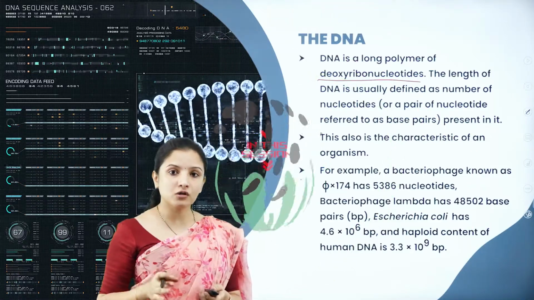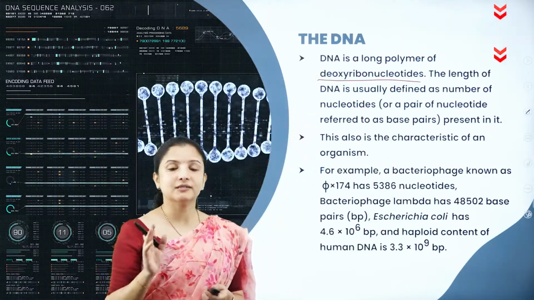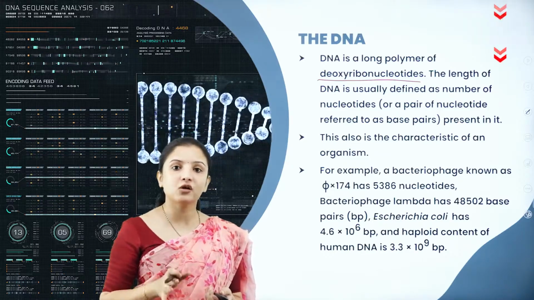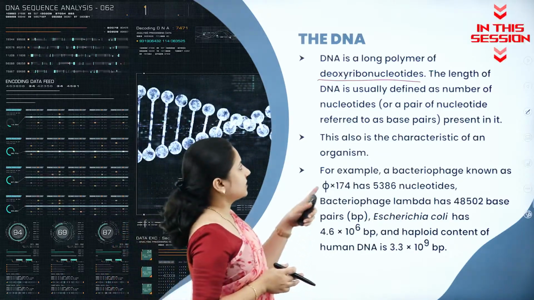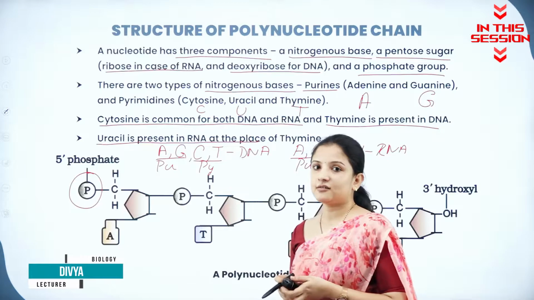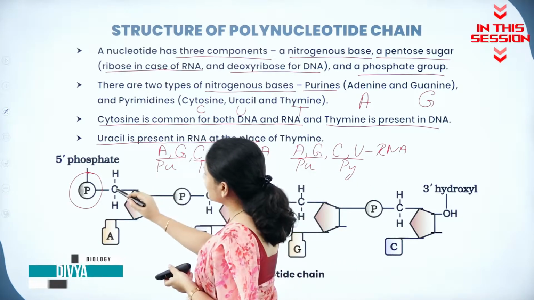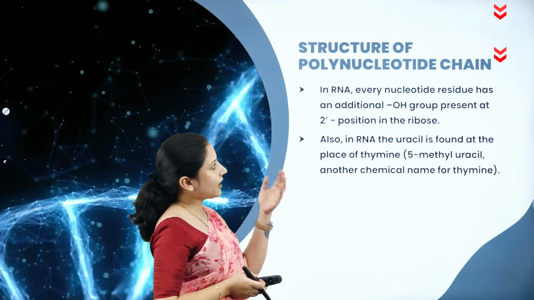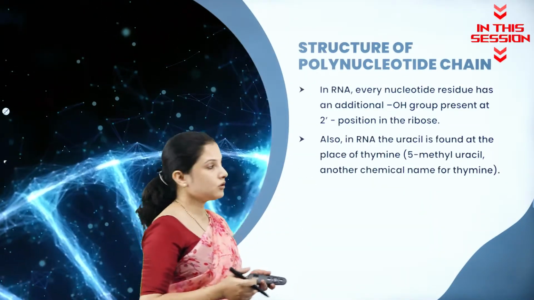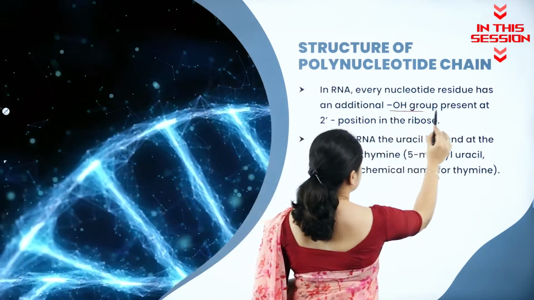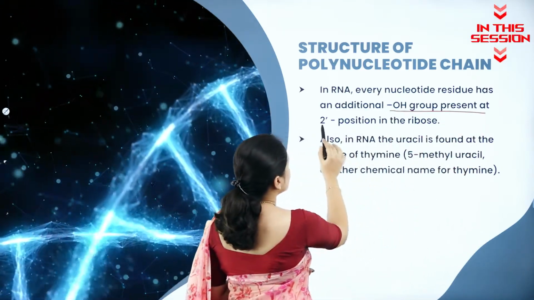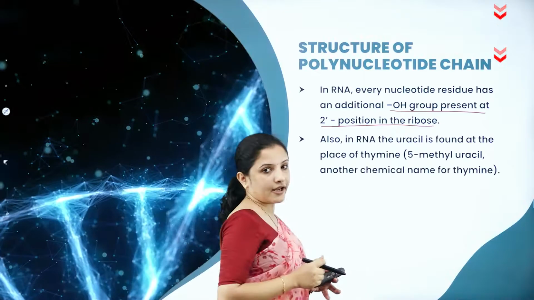RNA are made up of long chains of ribonucleotides, whereas DNA is made up of long chains of deoxyribonucleotides. Each DNA molecule has a phosphate group and they are made up of nitrogenous bases. So this is the pentose sugar. So in RNA, every nucleotide residue has a hydroxyl group which is present at the 2' position in the ribose sugar.